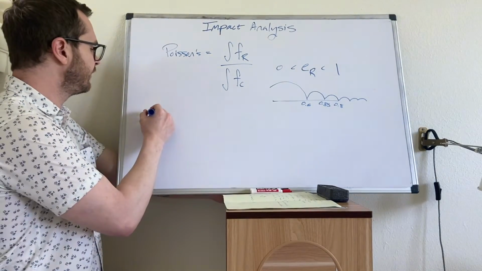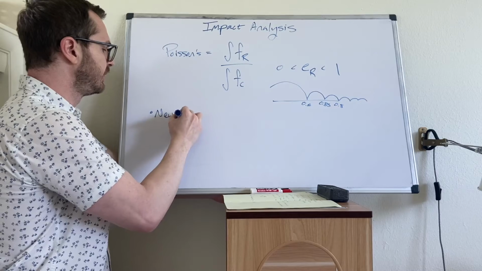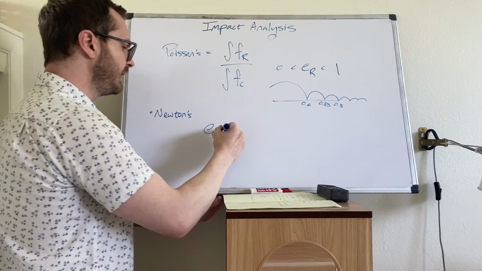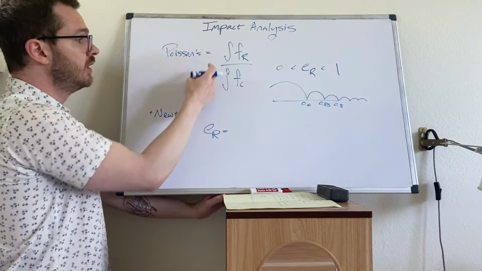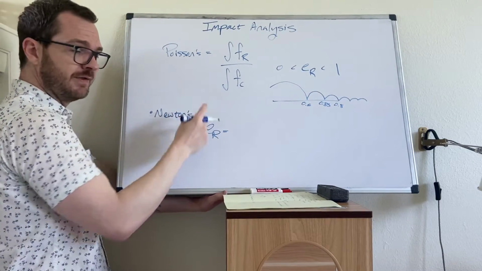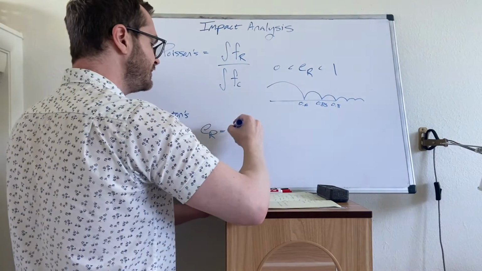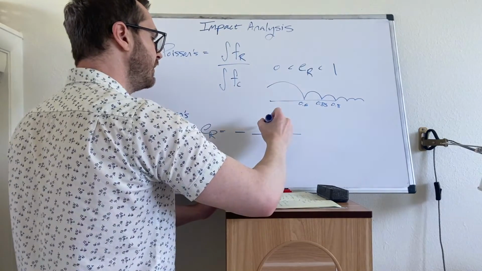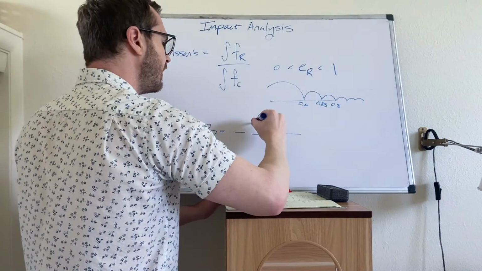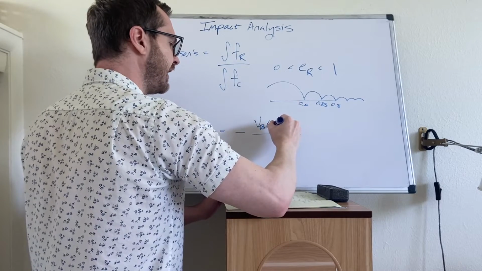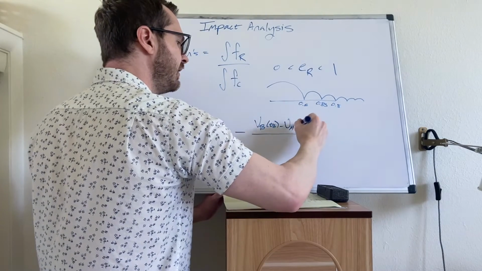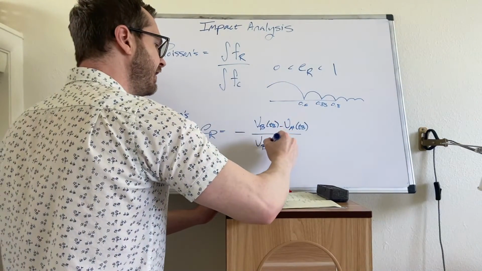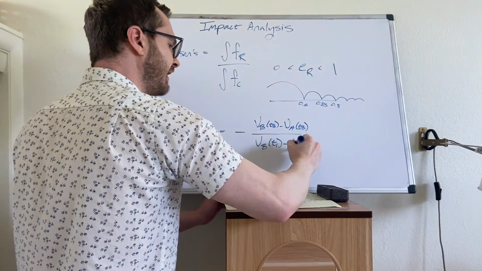Next, let me give you Newton's coefficient. Newton, same symbol, E sub r, defined his also as a ratio. His is not the ratio of the integral of the forces. His is the ratio of the relative velocities between the final and initial values. So let's say VB at time 3 minus VA at time 3. So these are, again, the finals. And then VB at time 1 minus VA at time 1.